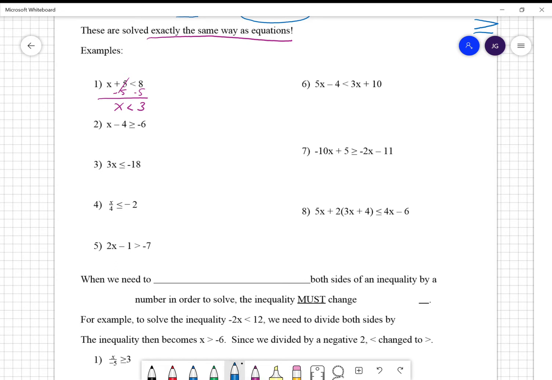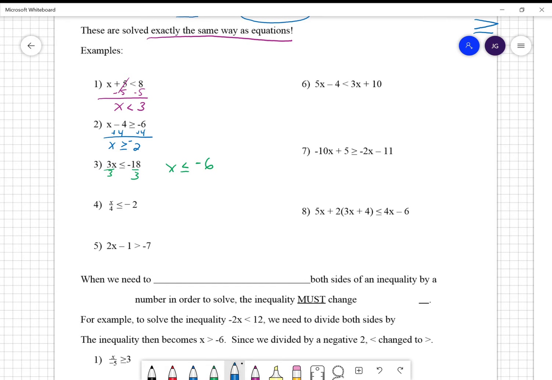Number 2, x minus 4 is greater than or equal to negative 6. Add 4 to both sides. I get x is greater than or equal to negative 2. In number 3, divide both sides by 3 to get x by itself. We get x is less than or equal to negative 6.